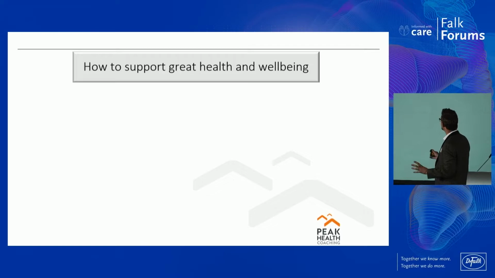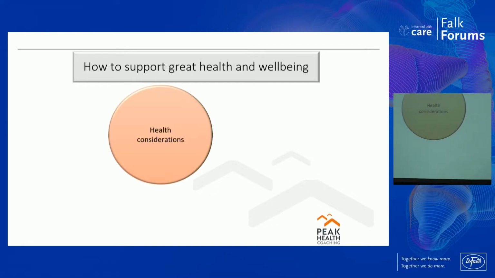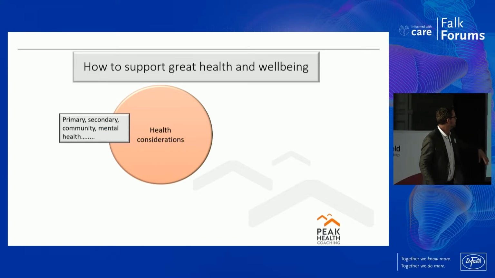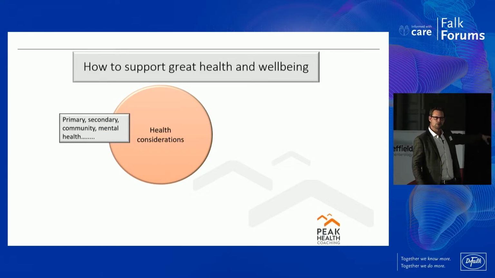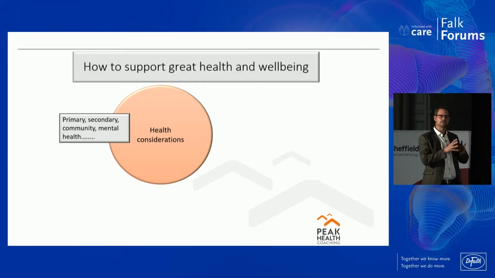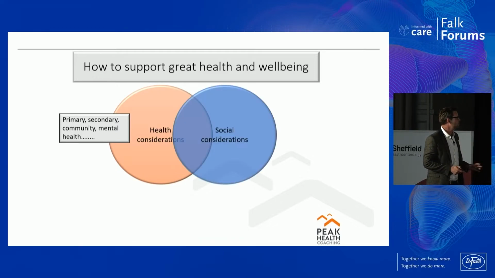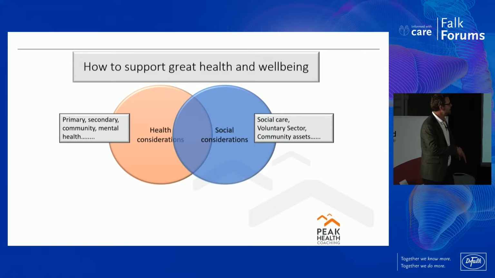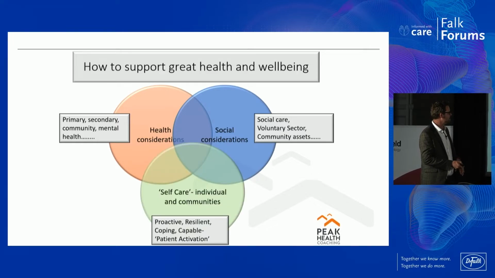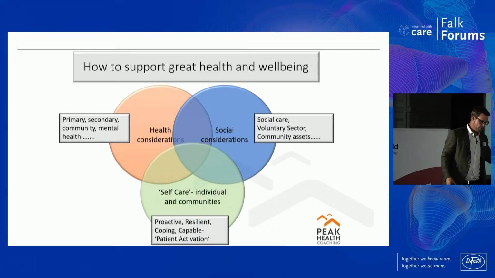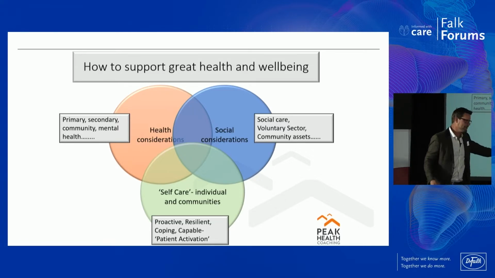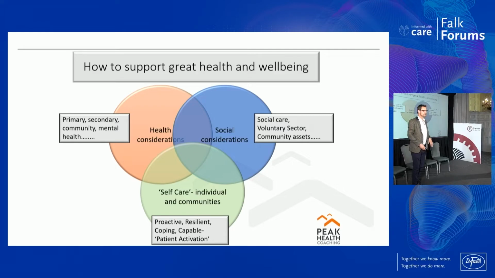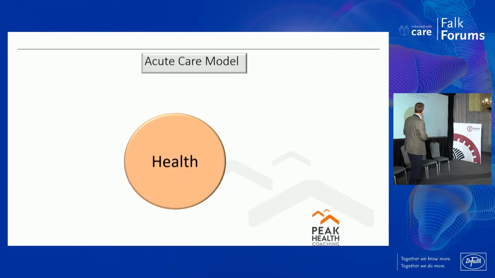So how do we support great health and well-being? Well, we know it's not just about health considerations. We do have this well mapped out, though, don't we? And I know Charlie earlier was talking about how we can reimagine this and how these boundaries might blur. So there's primary, secondary, community care, mental health services. We also know there are social considerations: social care, voluntary sector, community assets. They play a part. And also, we've just heard, there is this self-care bit, where we have people who are coping, capable, more highly activated. But all of those three circles are not making the same contribution; they make different contributions.